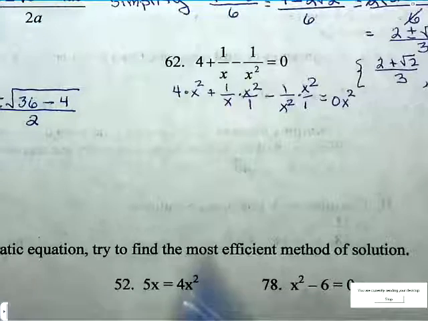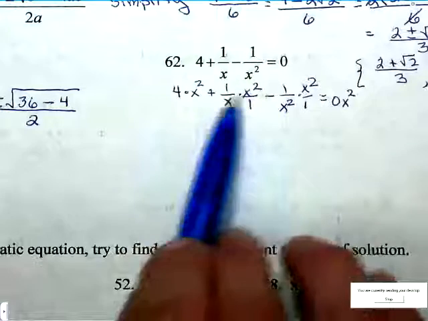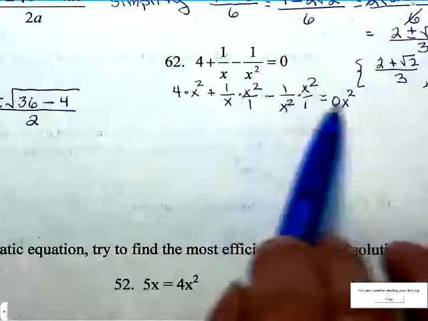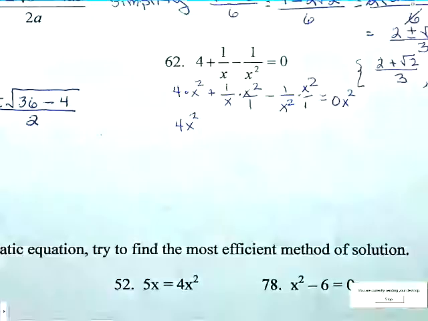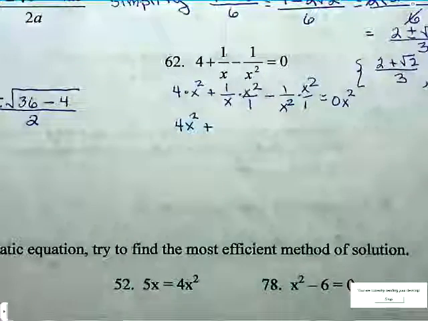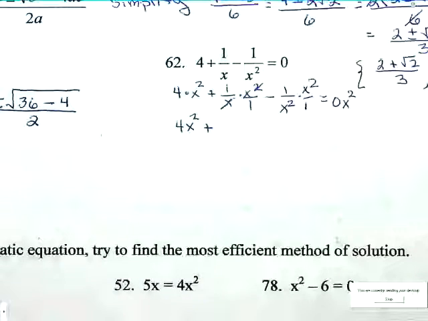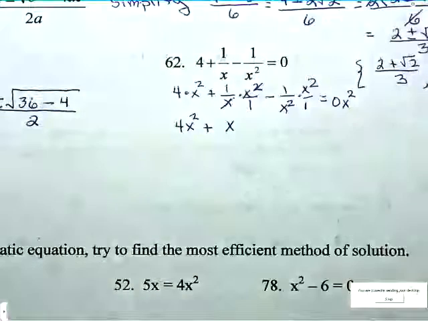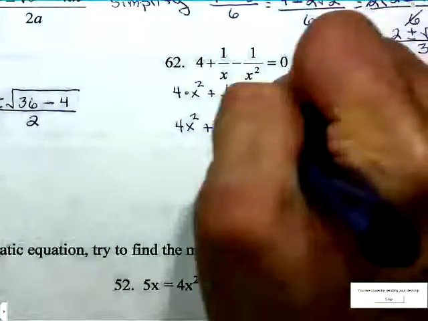I still just have 3 terms, though. This is one term held together by multiplication. This is a term held together by multiplication. This is a term, and that's a term. So my first term, nothing cancels. That's 4x squared. What does my second term simplify to? Yeah, this x goes into that x squared and leaves an x to the first. What does the third term simplify to? Just -1, and the right-hand side is still 0.